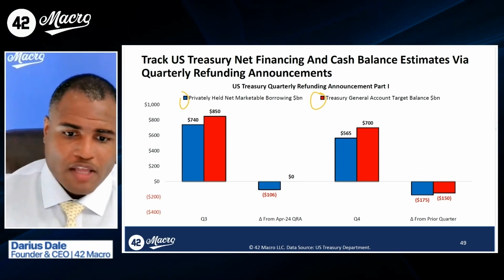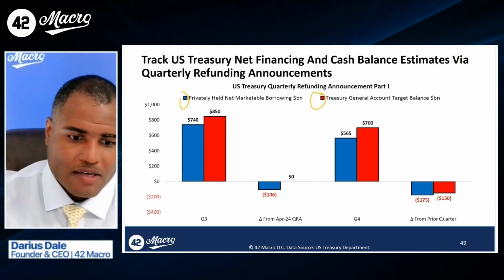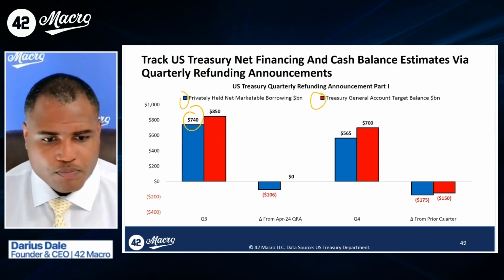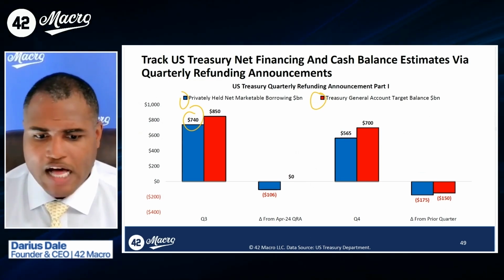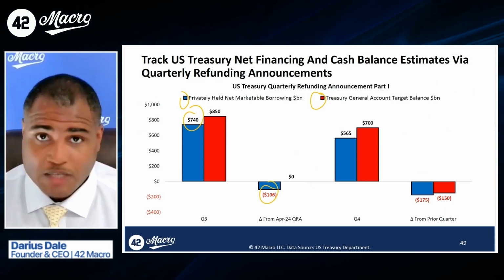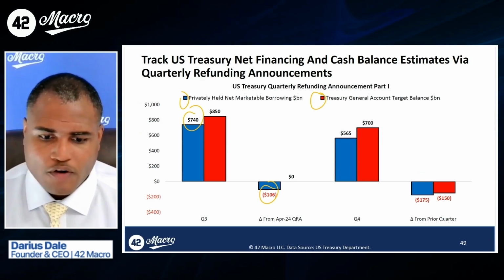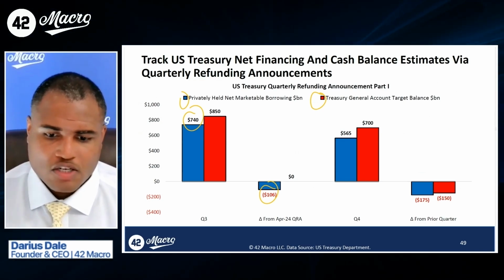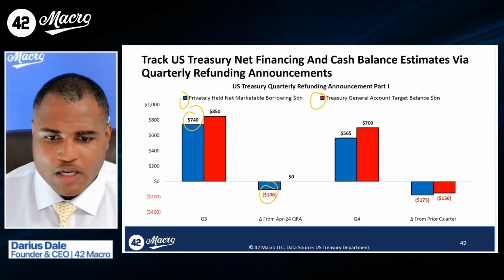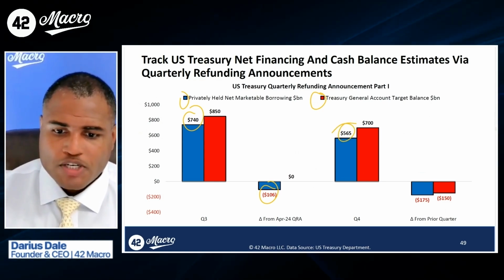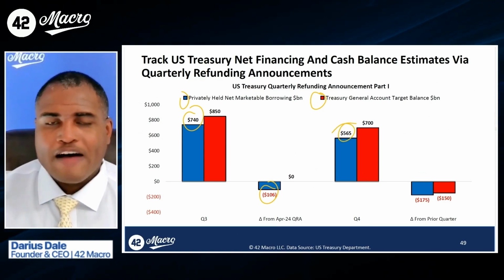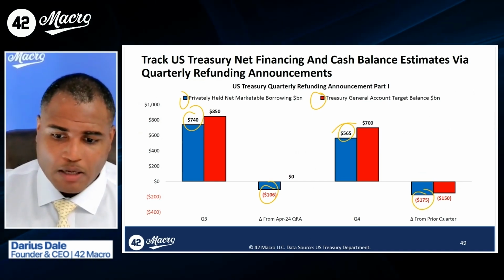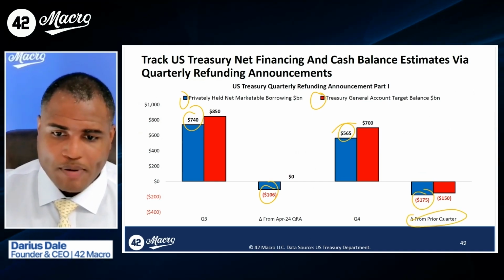So we'll start with privately held net marketable borrowing. That's the most obvious headline item. In Q3 they're projecting to borrow $740 billion. That's a negative revision, so that's positive for asset markets, relative to the April 2024 quarterly refunding announcement. Again, this is the July 2024 quarterly refunding announcement. In Q4, they're projected to borrow a net $565 billion. That's a $175 billion delta from the prior quarter. So that's also positive at the margins.